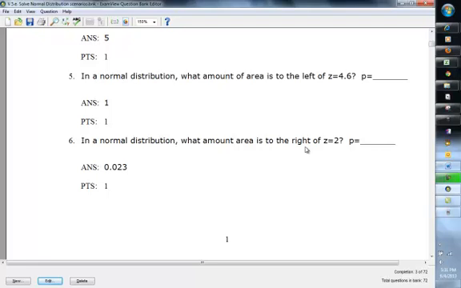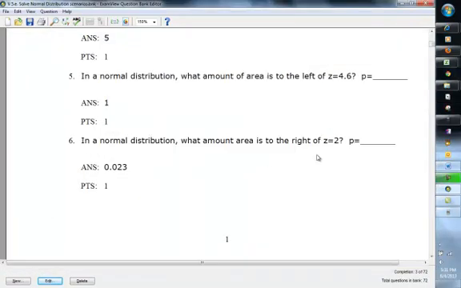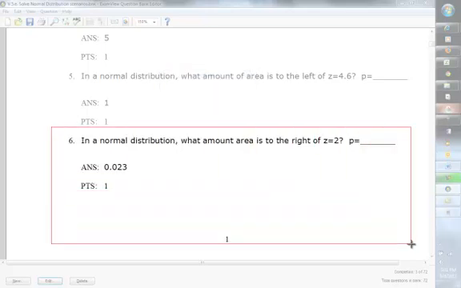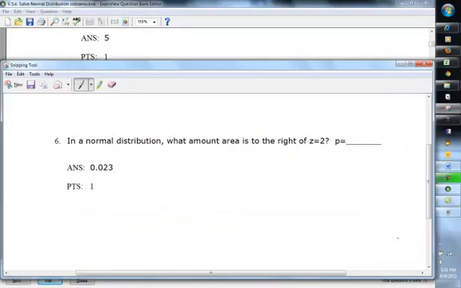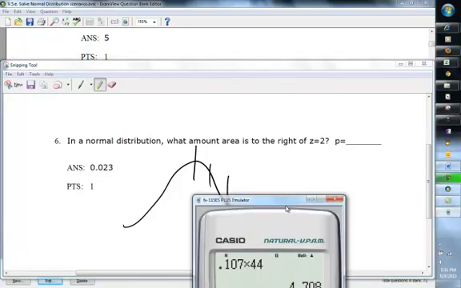Let's see. Number 5, this looks like a good one to do. Oh, we did to the left, didn't we? Let's do to the right here. Let's do this one. To the right of z equals 2. So we've got our normal distribution. We're over here 2 standard deviations, and we want to know what area is going to be to the right of that. So we get out our calculator.